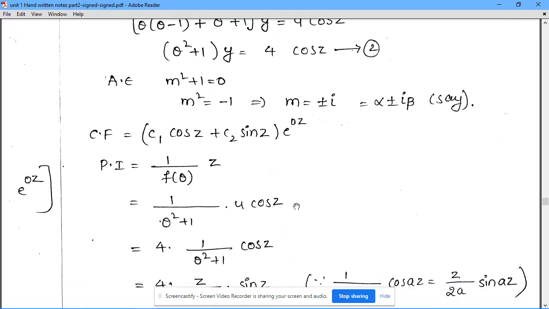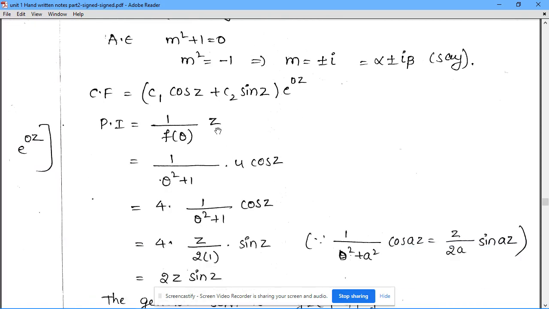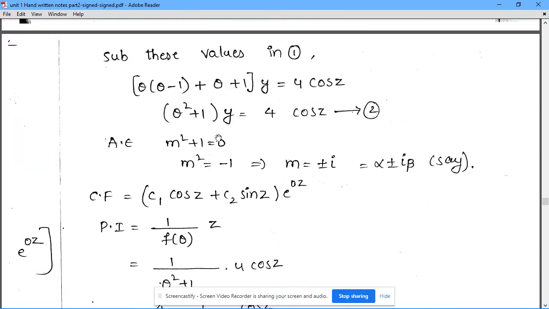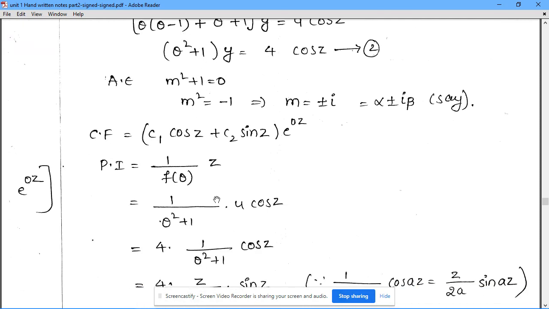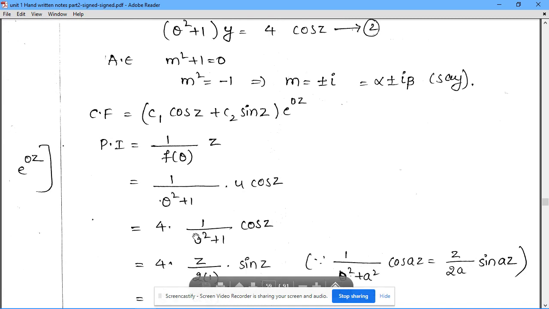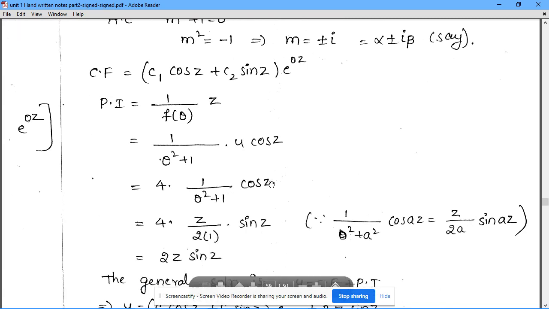Now the PI formula is 1 by f of theta times the right-hand side, where f of theta is the left-hand side expression in terms of theta, that is theta square plus 1. So taking out 4 as common, 1 by (theta square plus 1) cos z. Now putting theta square as minus 1, clearly the denominator is 0. In this case, we have to use the particular case formula.